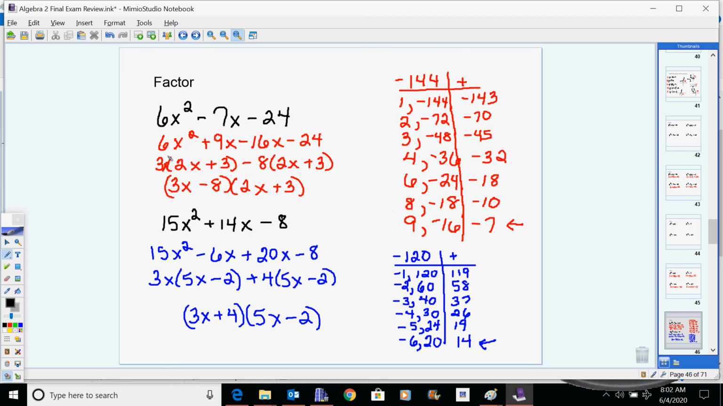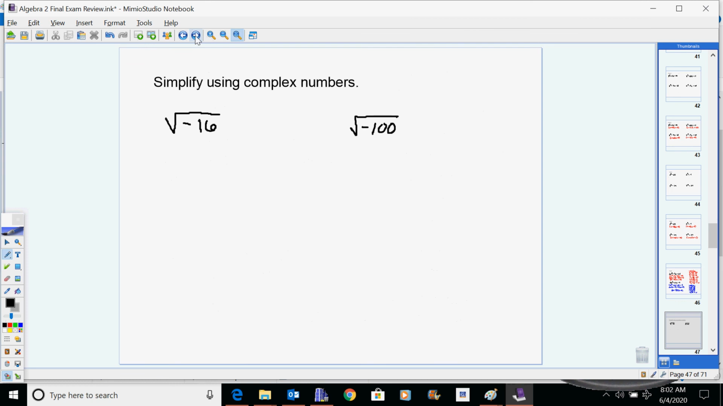Once you've broken it up, you factor this part and you factor this part. And then that gives you the matching piece that's multiplied times both the 3x and the negative 8. Same here, 15 and negative 8 get multiplied together. Check your factors until you find the one that gives you a 14 in the middle. Then break it up, factor the front end, factor the back end. 5x minus 2 matches, and it's multiplied times both 4 and 3x. So that's that final answer.